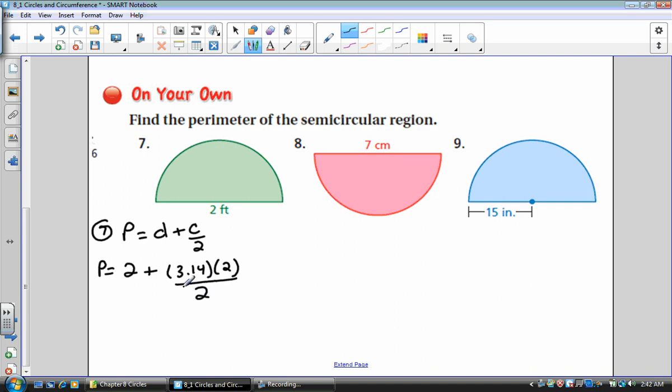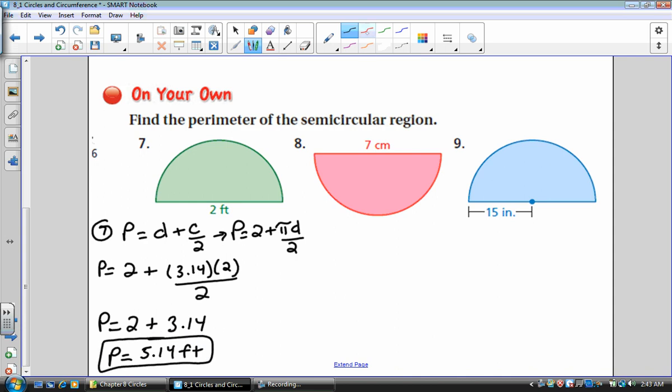So let's rewrite that. Perimeter is going to be equal to the 2 plus pi times the diameter over 2. That's our next step. We're using 3.14 for pi, we're using 2 for our diameter, but we're dividing that by 2. Perimeter is going to be equal to the 2 plus, we have to do 3.14 times 2 divided by 2, it's going to be 3.14. So our last step is the addition step, and that's going to be 5.14, and those are going to be feet. Next one, problem 8.